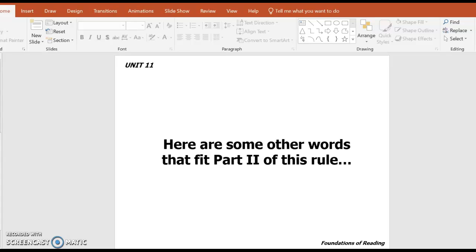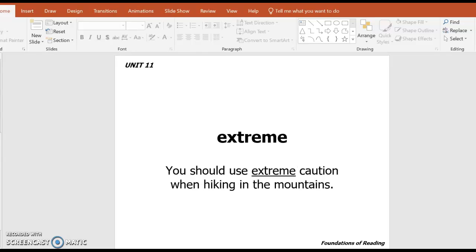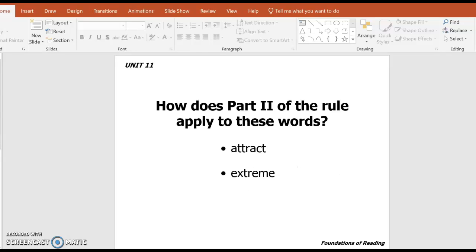Here are some other words that fit part 2 of this rule. Attract, extreme. How does part 2 of the rule apply to these words?